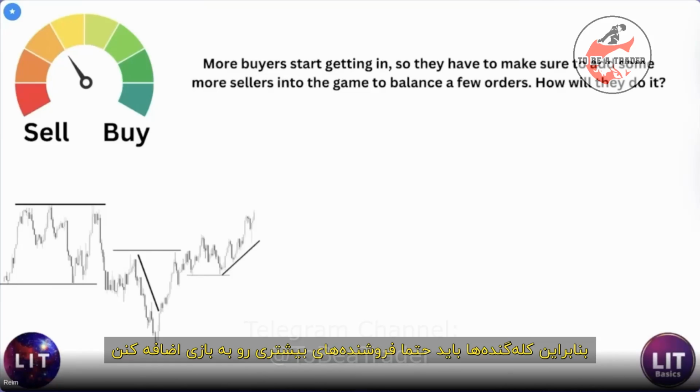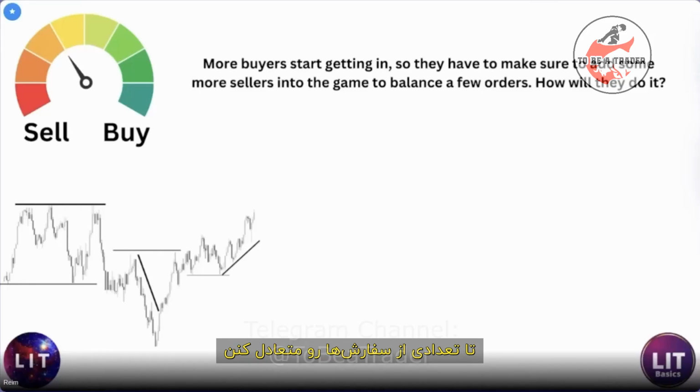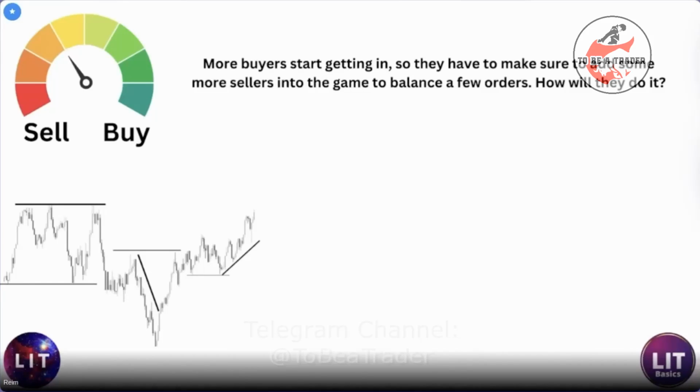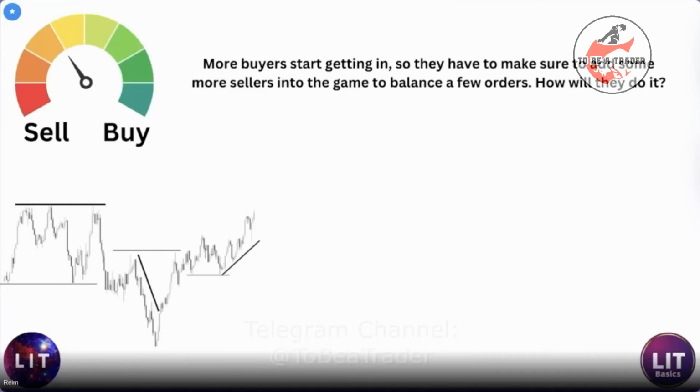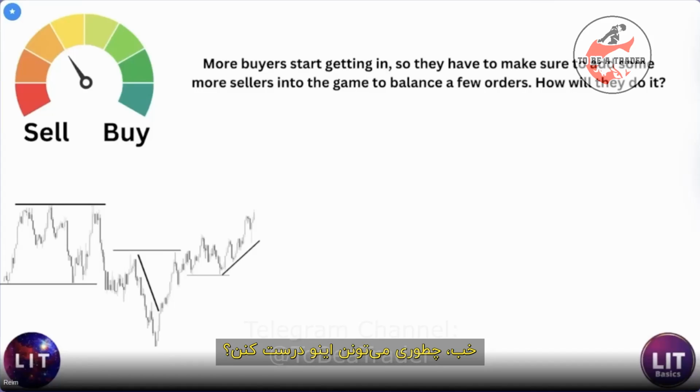So they have to make sure to add some more sellers into the game to balance a few orders. Again, they can't just move price action one way up. They very rarely do that. So they have to give all these people reasons to buy and sell so they can scale out, create liquidity to stop out these people then. And at this point, they do what? Again, they show the equal lows, they show the support, they show the little trend, right? So how can they create this, right?